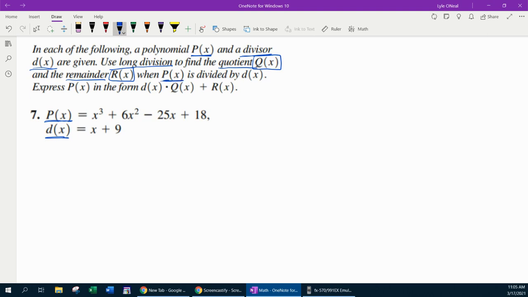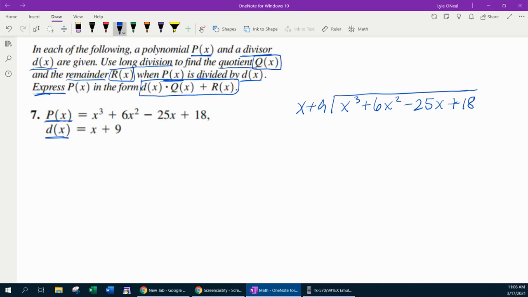When p of x is divided by d of x. So we're basically going to set up this problem as a long division problem. And then when we get done, we're going to express the answer in this notation. And I'll try to make that clear when we're done. Okay, so let's set up our long division. So there's our long division set up. And I can't stress enough that when you're doing long division, every power of the variable must be represented even down to the constant. X to the 3, X to the 2, X to the 1, X to the none. And then we can crank out the long division.